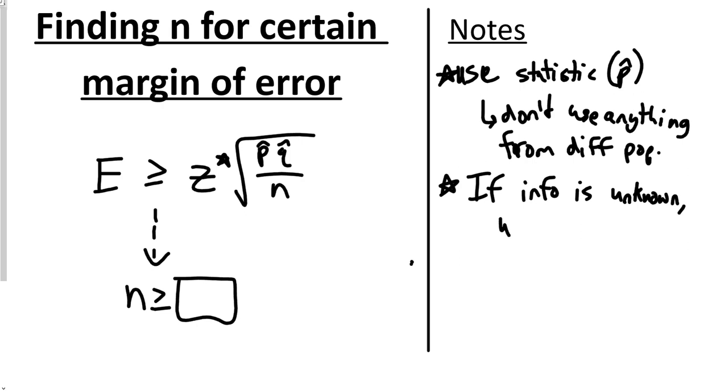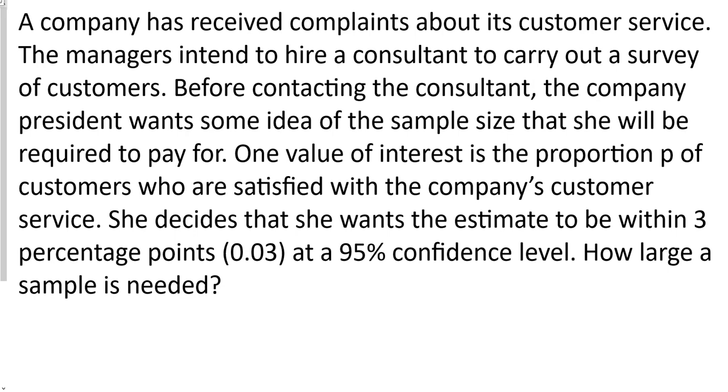we can use 0.5 for p hat and q hat. That is the most conservative value. We can use that just for the sake of, again, not finding our margin of error, but we're going to use that most conservative 0.5. So let's look at a couple examples of how we can use this to find a certain n value.